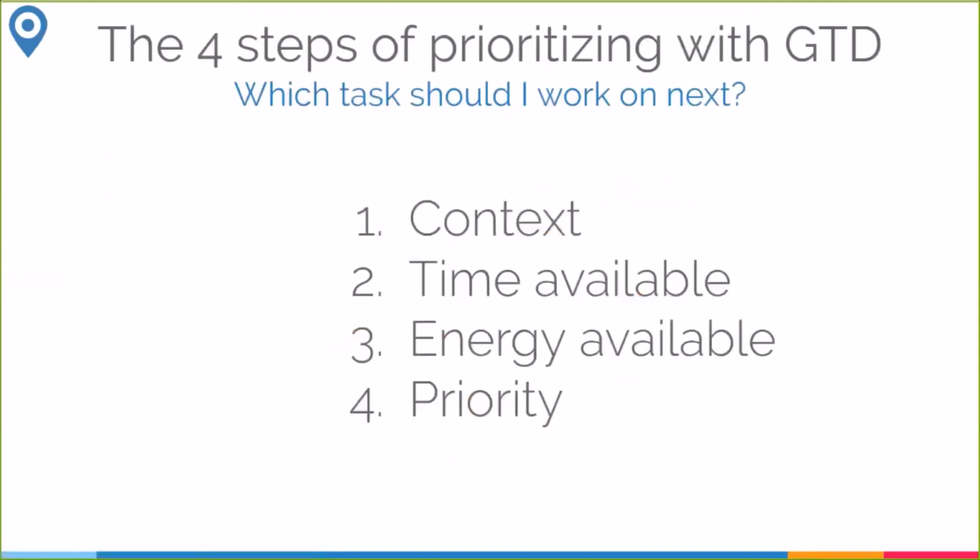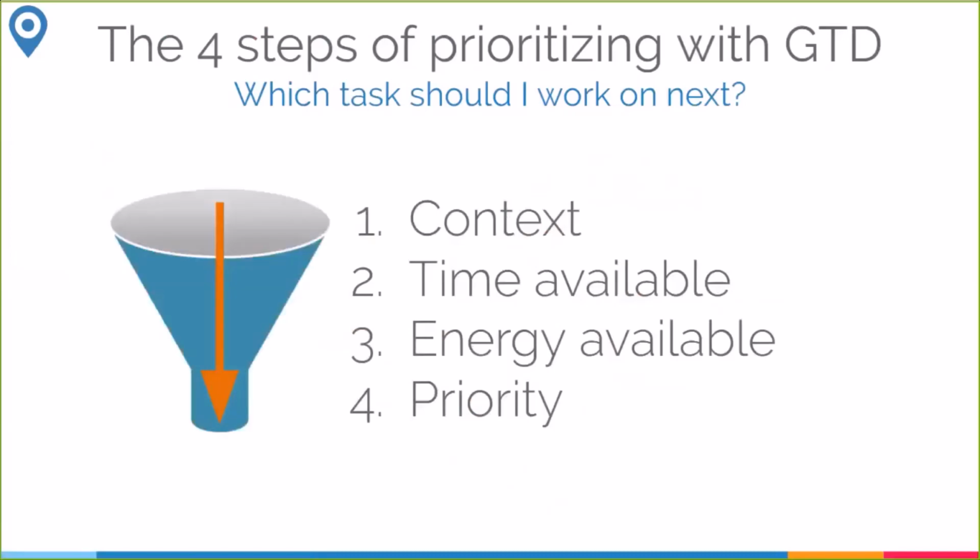So there's really 4 steps of prioritizing with getting things done. And your goal here is really to work out what tasks you should work on next. You've got a list of things to do. You want to whittle it down and figure out what's the most appropriate task for you to work on now that's going to make you the most productive.